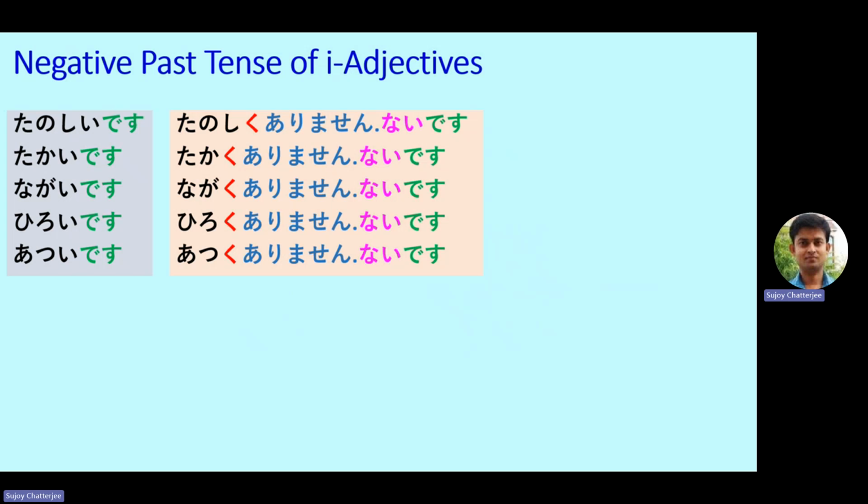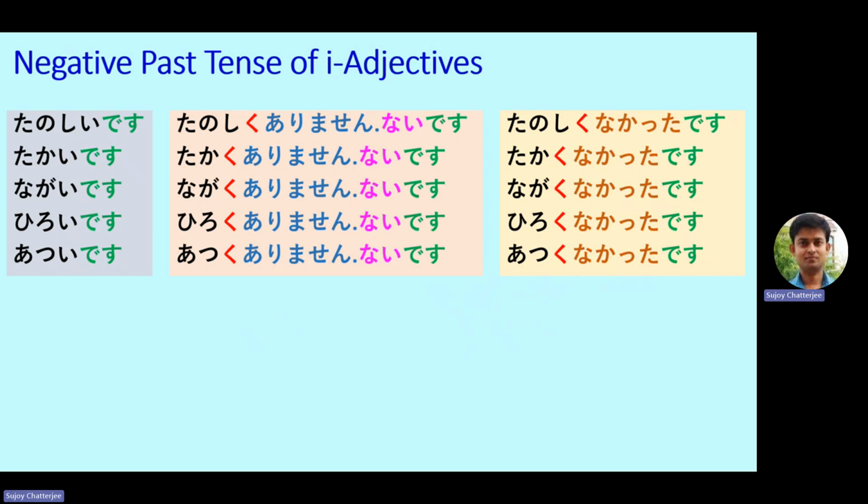So what is new in today's lesson is the past form. What happens in the negative past form? Tanoshii becomes Tanoshikunakatta desu. Takaku nakatta desu. Takai desu becomes Takakunakatta desu. Hirokunakatta desu. Atsukunakatta desu.